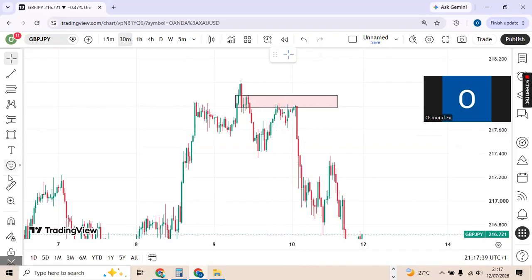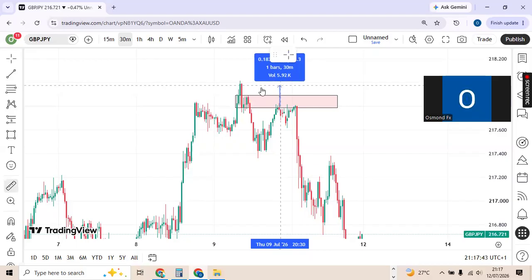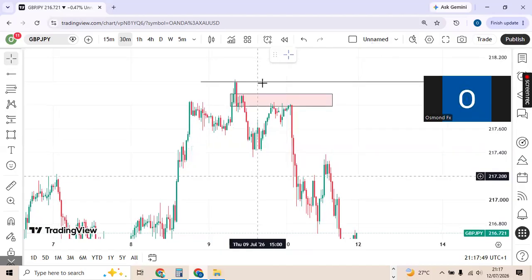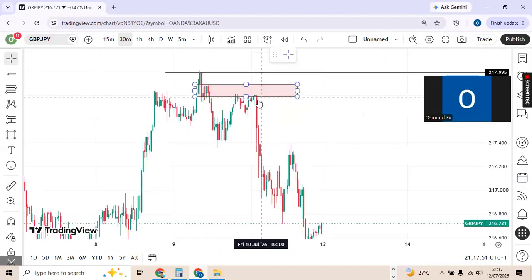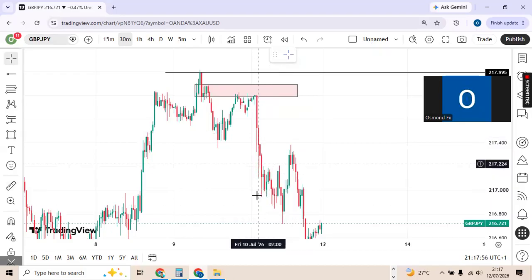I took the sell here, and my stop loss was above here. Exactly, my stop loss was above here. And I woke up in the morning and saw that this market had already given me a massive sell from here to this down area.